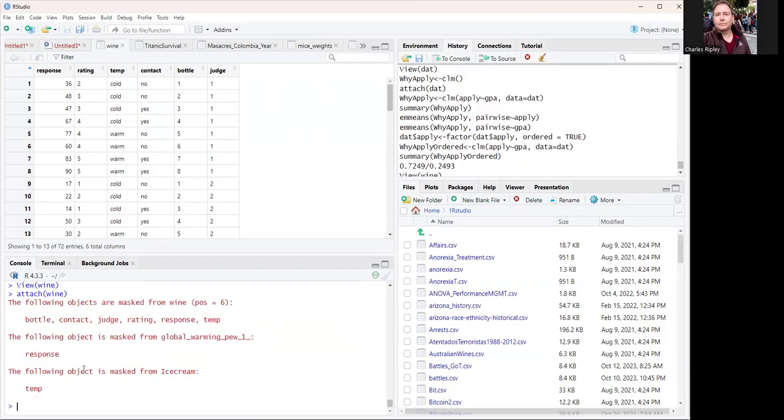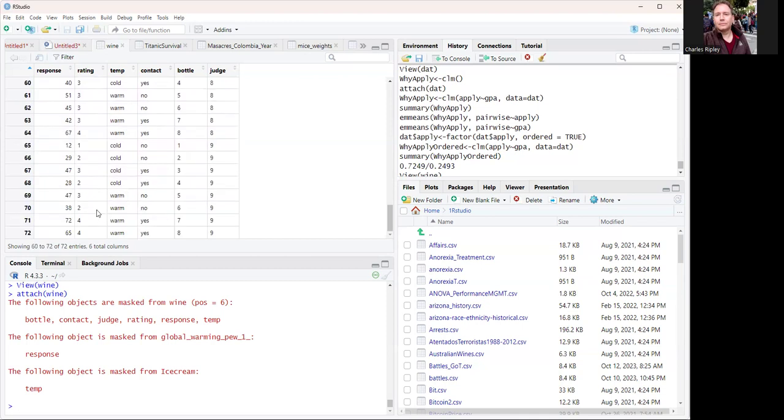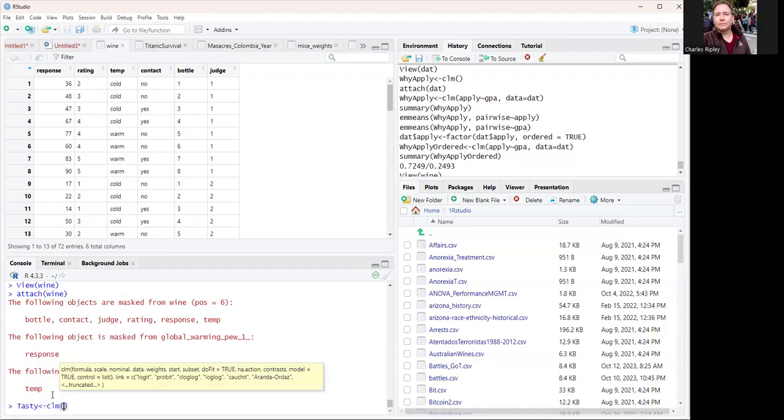All right, now we're going to do a simple ordinal regression on what? Well, let's take temperature. Temperature of the wine. Sorry if you people don't drink. And then the response, I'm sorry, rating. So you have a 1 to 5 rating, whether they like it, 1 no, 5 the highest. And does the temperature of the wine, we'll just keep it simple, have an influence on the rating? So we'll just call it tasty. And then CLM, the regular CLM function.